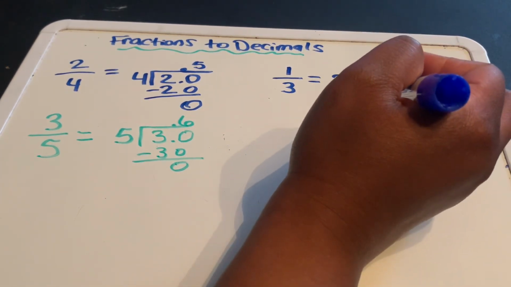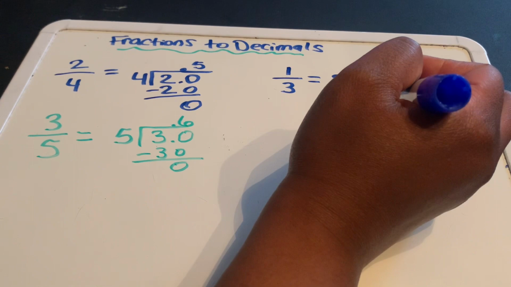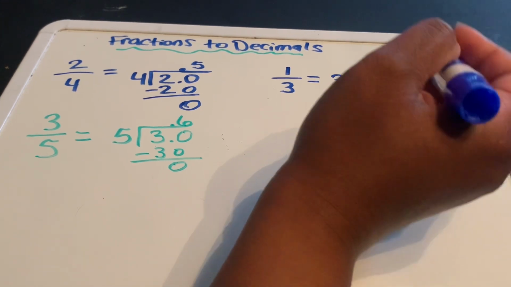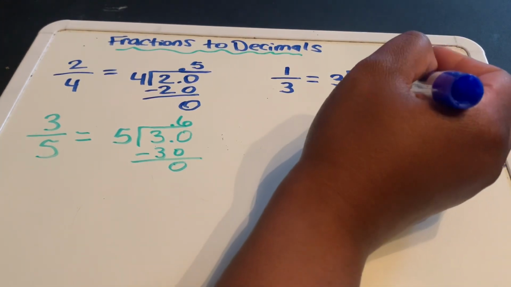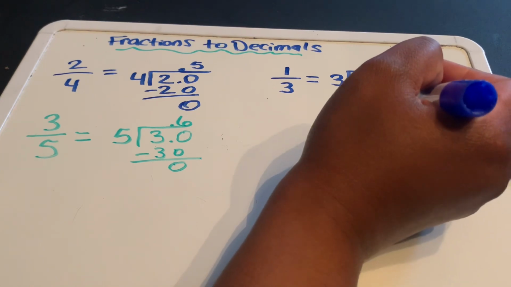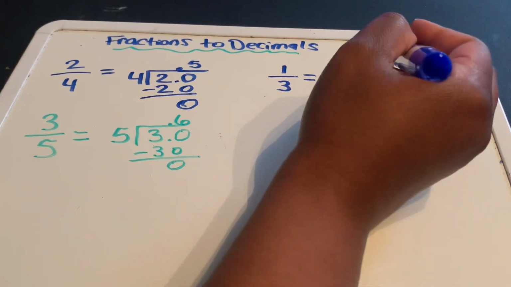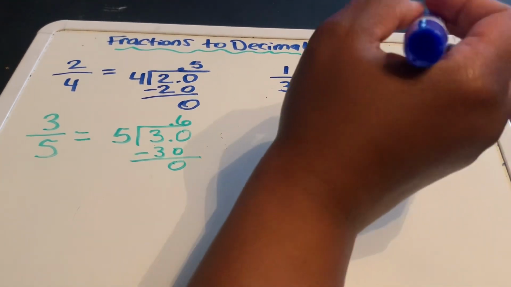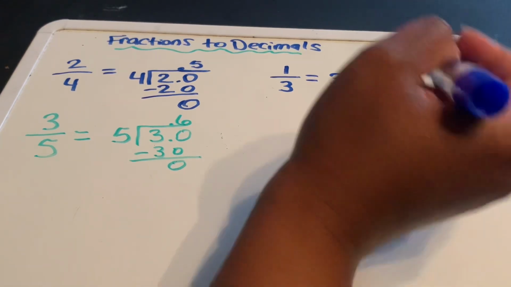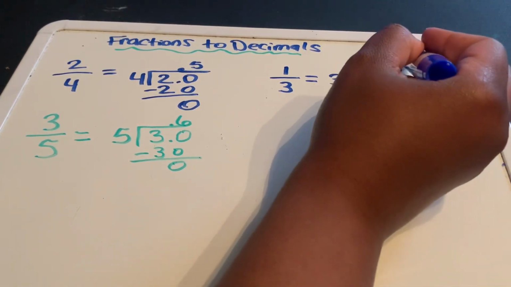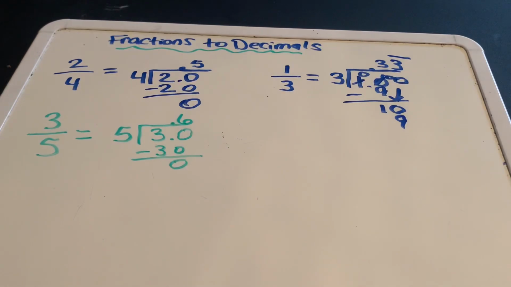And when you bring that down, here we're going to have what we call a repeating decimal. So when you do 3 times 3, you get 9. And when you bring that 9, you subtract the 9 from 10, you will have a 1 and a 0. And then you'll do that again and keep bringing that 0 down, and it'll keep repeating. And that's how you'll get 0.33.